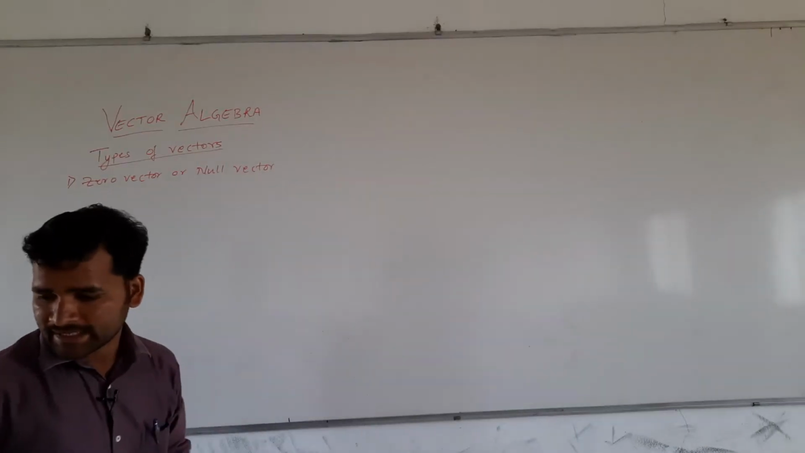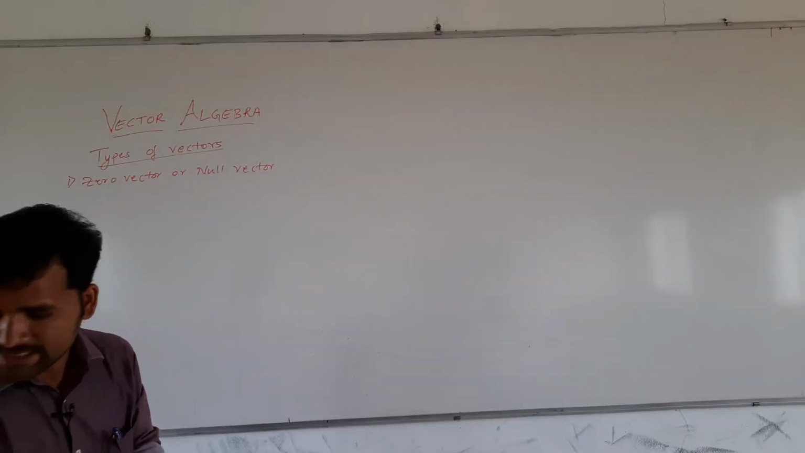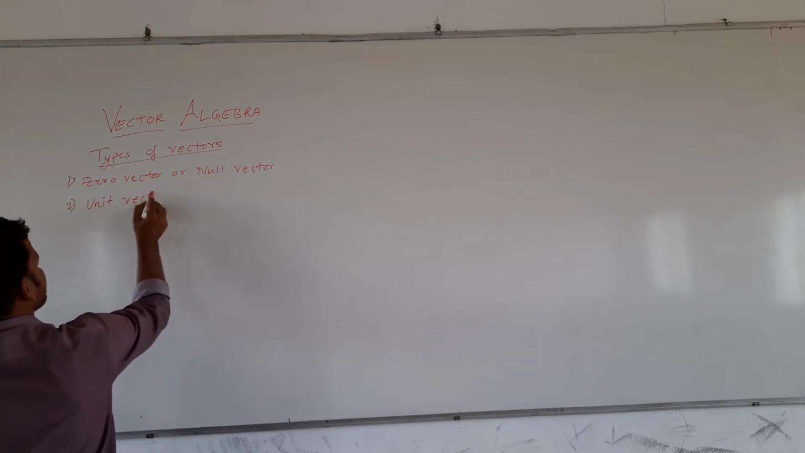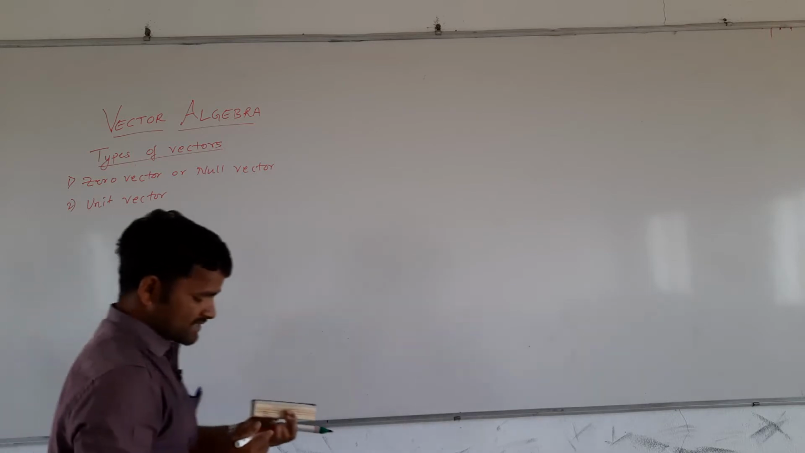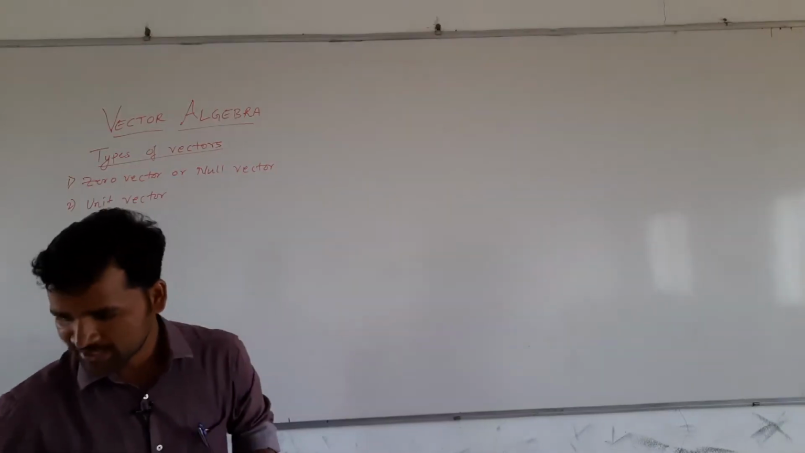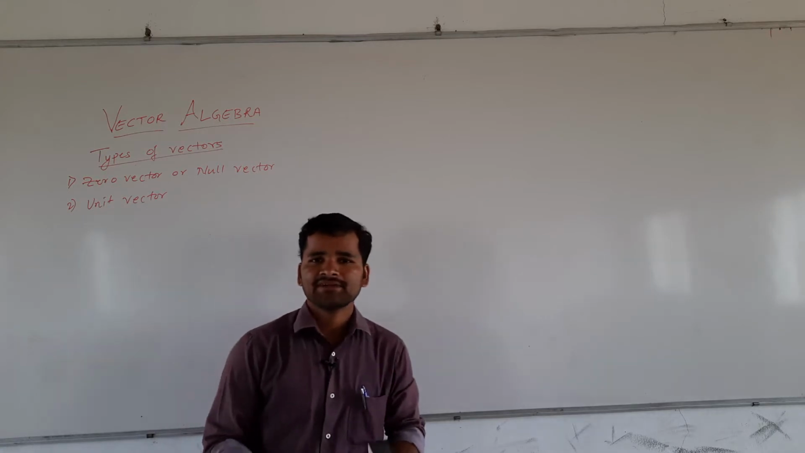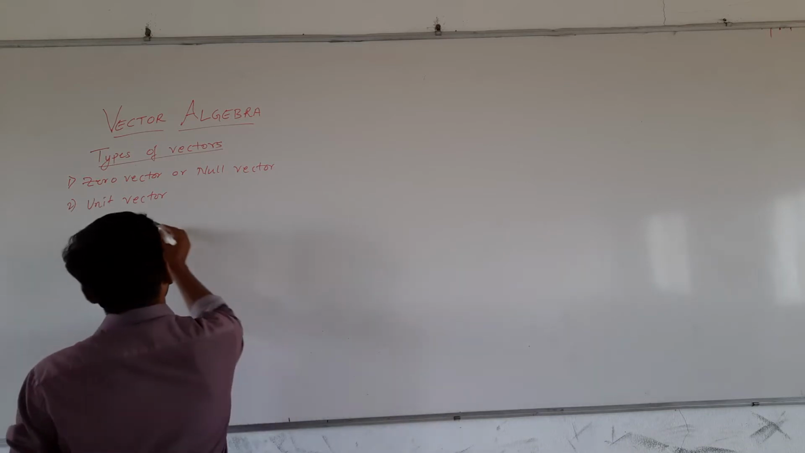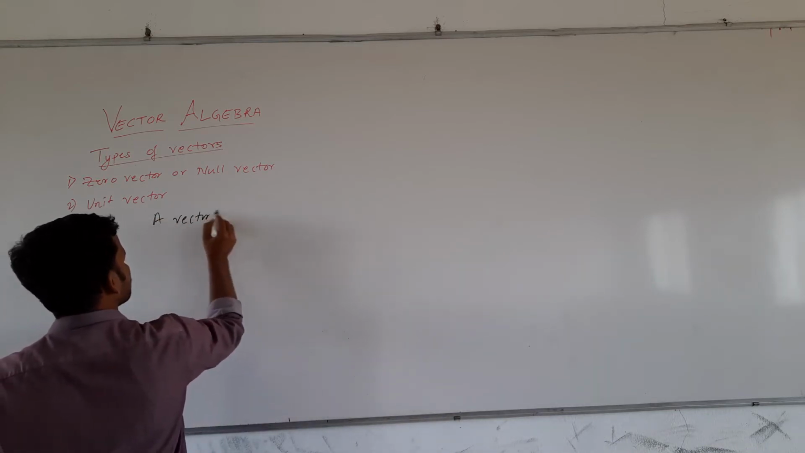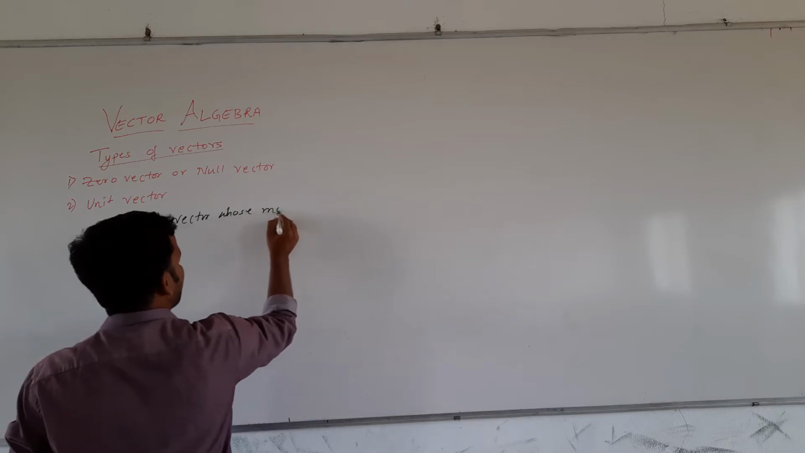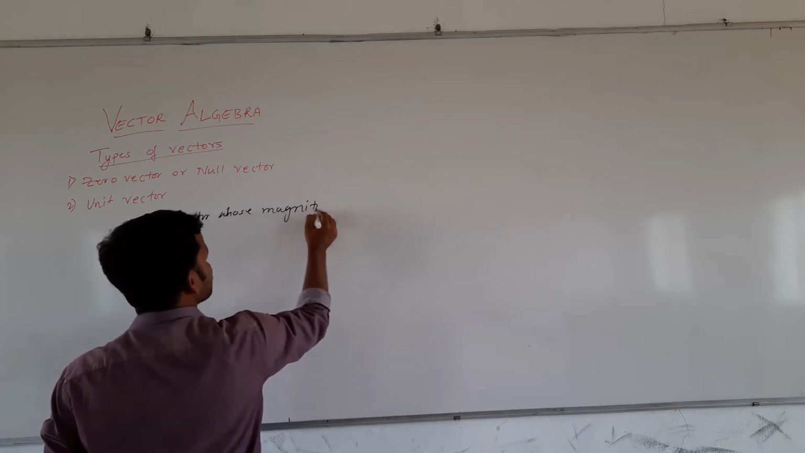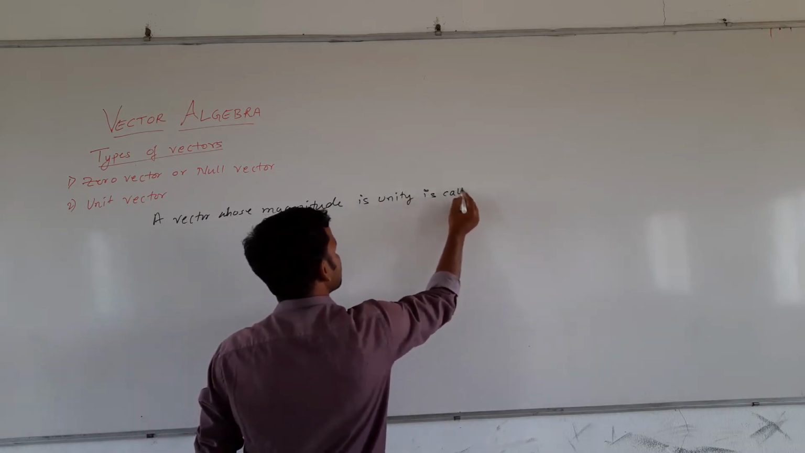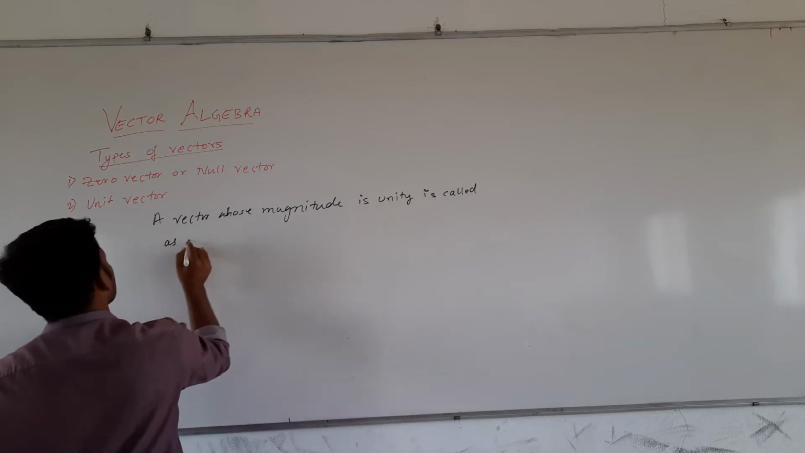Now, we will take the second type of vectors, unit vector. What do you mean by this word unit? Unit means one. So a vector whose magnitude is one is called a unit vector. That's all. A vector whose magnitude is unity is called a unit vector.